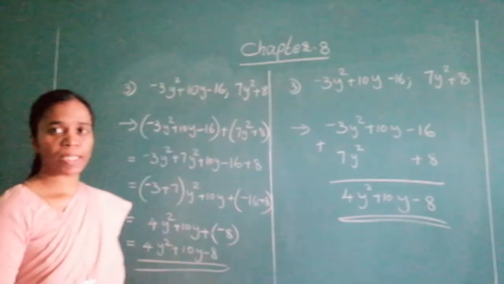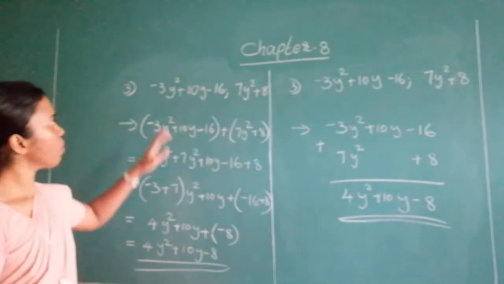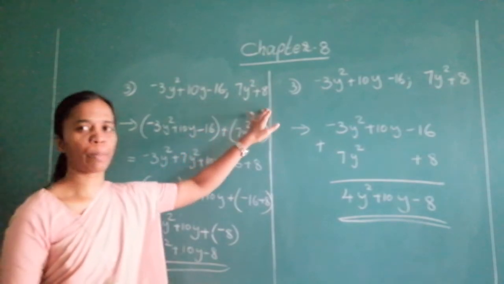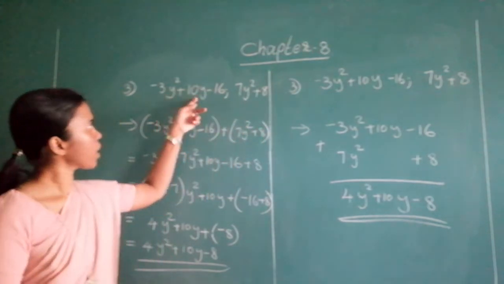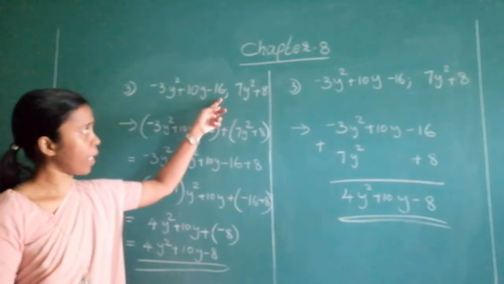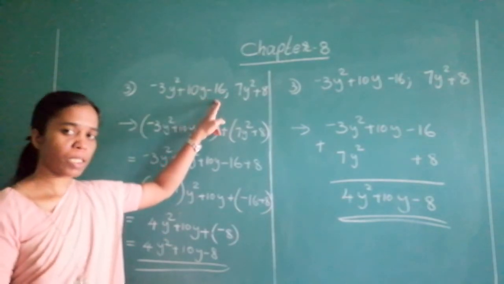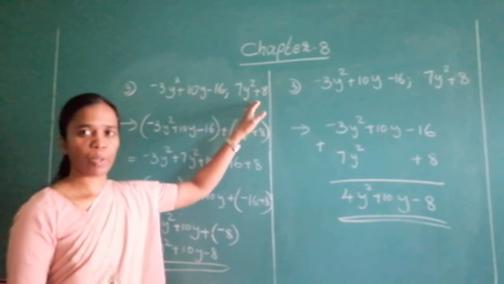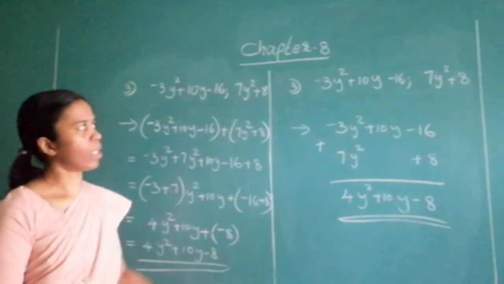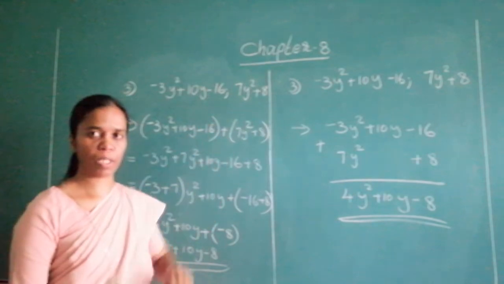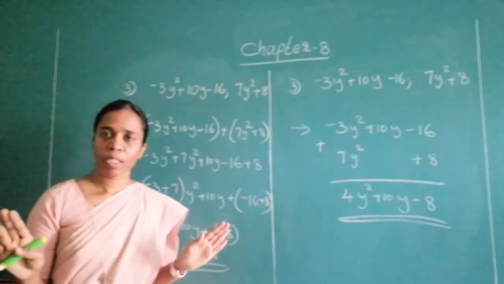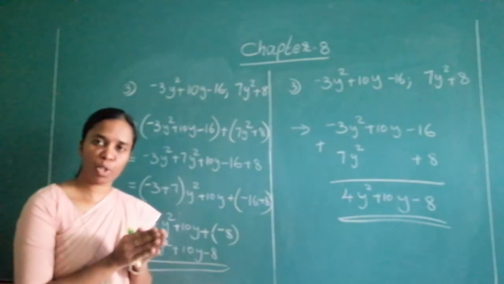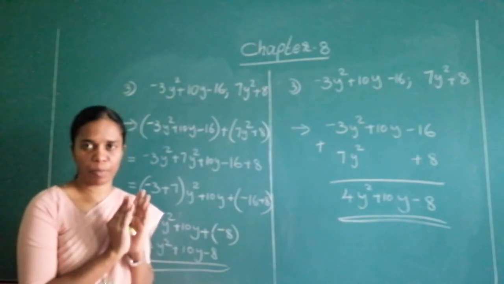We will go for the third example. In the third example, we have a trinomial adding to a binomial. There are three terms. Trinomial. Minus 16 also is a term. Okay. 7y square plus 8, this is a binomial because there are two terms in it. Method is same. If they are like terms, add the coefficients and put the variable.